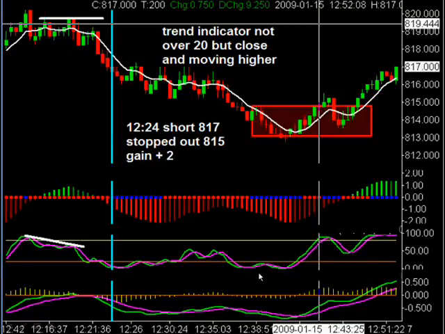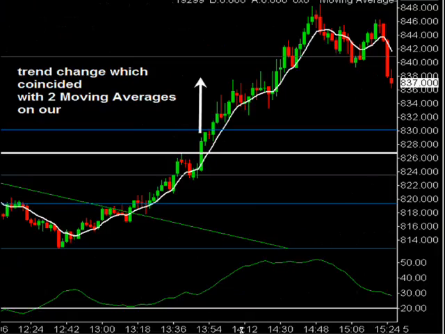Now, the trend indicator was not over 20, but it was close. It was just about at 19, and it was moving higher. So I felt comfortable in taking this trade just because everything was in alignment otherwise. So I decided to take the chance because the indicator was moving higher. Now, if it was close to 20 but moving lower, I would have passed on this trade. So this one worked out fine for a gain of 2.